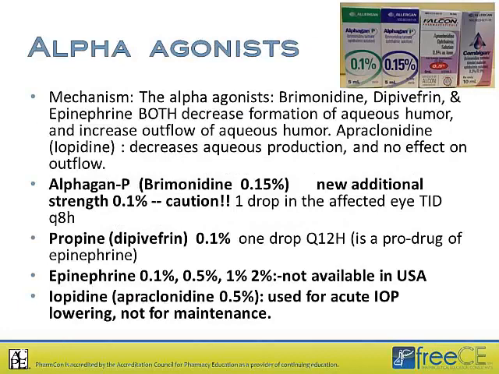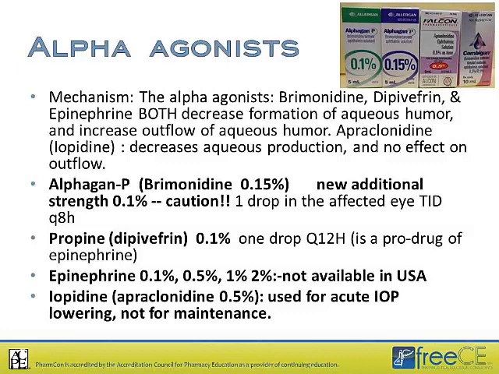Alpha agonists are also available, and as we said, they decrease formation of the aqueous humor and increase the outflow of the aqueous humor. Apraclonidine or Iopidine decreases the aqueous production and has no effect on outflow. And for the most part, Iopidine is going to be used for acute IOP lowering, generally not used for maintenance, and you'll see it used a lot of the time in the ophthalmologist's office.